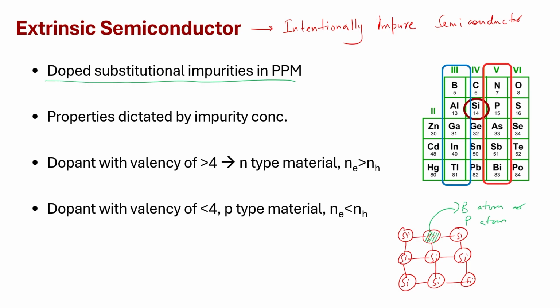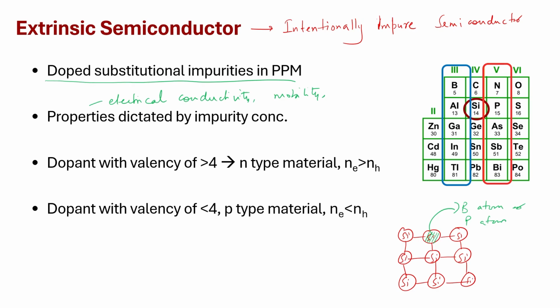So, impurity concentration, how much impurity we are adding to the semiconductor, will dictate properties such as electrical conductivity, mobility, and electron carrier concentration. All of these things are affected by the amount of impurity that we add.